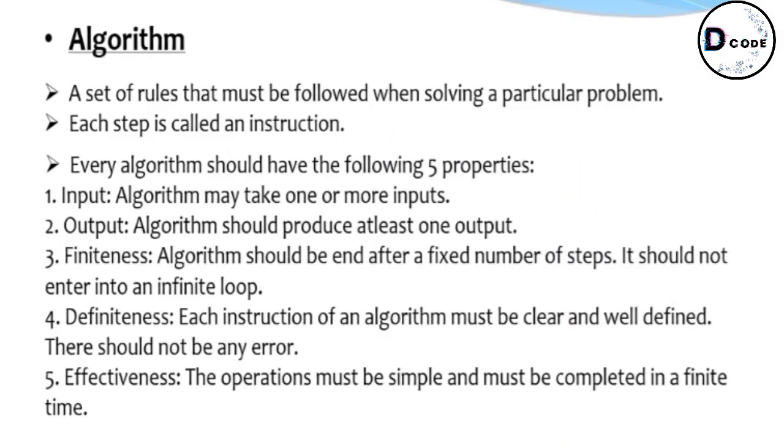Now we'll discuss algorithm. Algorithm is a set of rules that must be followed when solving a particular problem. Each step is called an instruction. Every algorithm should have the following properties: input, output, finiteness, definiteness, and effectiveness. Input: it may take one or more inputs, and there must be at least one output, because there is no meaning of writing an algorithm if there is no output.